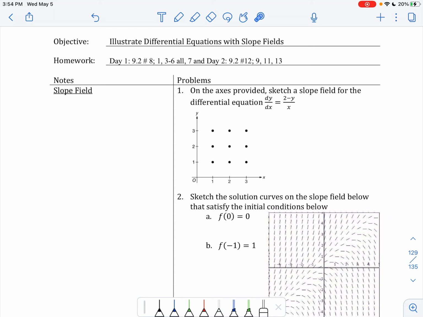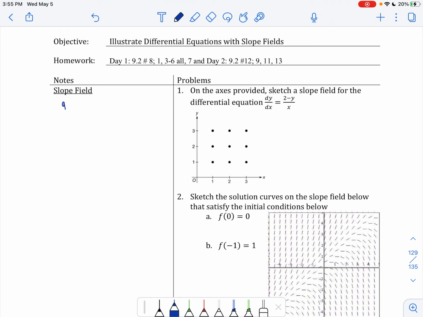So today, though, we're going to talk about differential equations and slope fields. A differential equation is just an equation with a derivative. So dy dx is a derivative, this is an equal sign, and this is a differential equation.